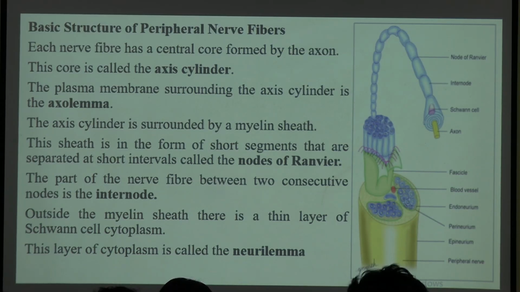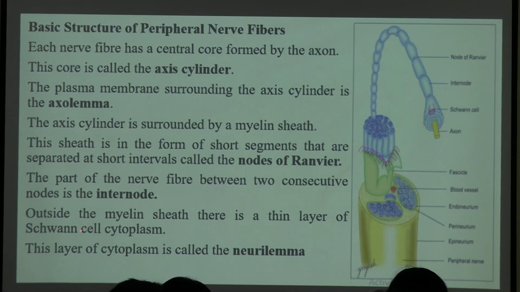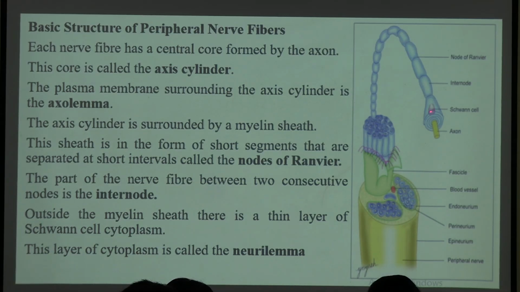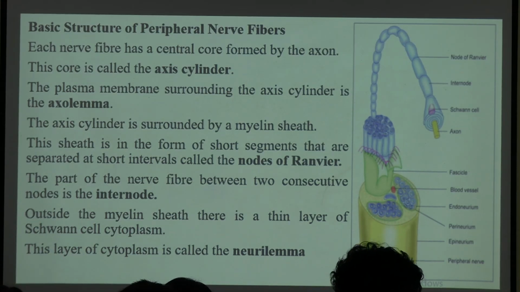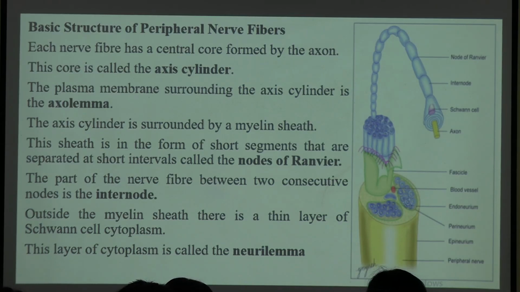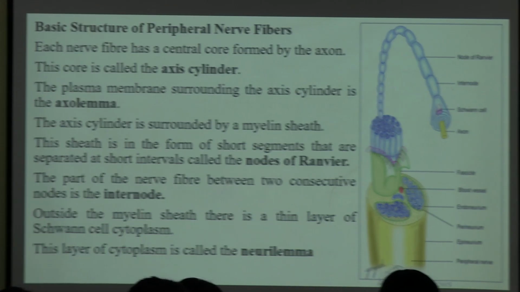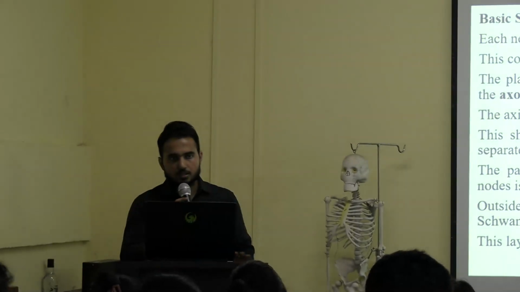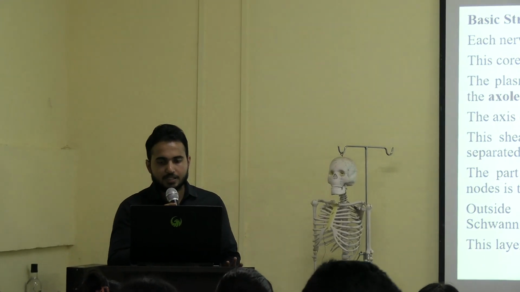Now outside the sheath, there is a thin layer of Schwann cell cytoplasm that can also be seen. Here you can see the Schwann cell. The layer of cytoplasm is called the neurolemma. That is the basic structure of a peripheral nerve fiber. Now, suppose you have taken one peripheral nerve, at that time you will see that connective tissue coverings are also present.